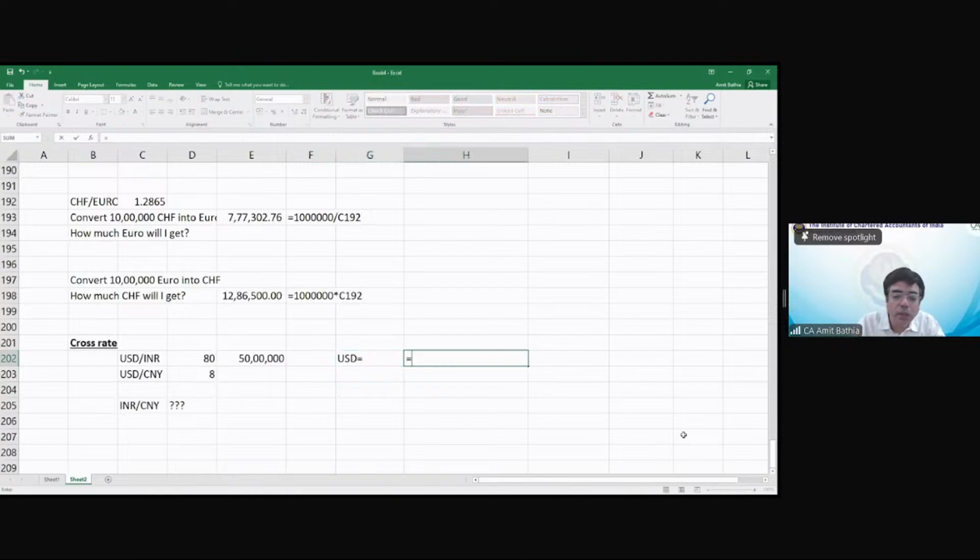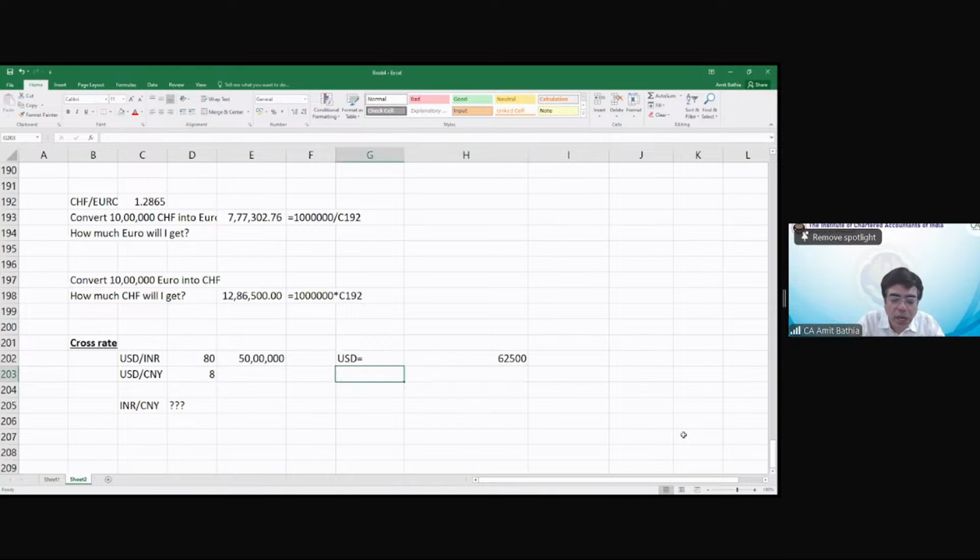Tell me, 50 lakh. Divide by 80 or multiply by 80? Divide by 80. Are you going from rupees to USD? How are you basically converting over here? Am I converting INR to USD or USD to INR? INR to USD. Okay. So this 50 lakhs divide by 80. So I get how much? 62,500 USD.